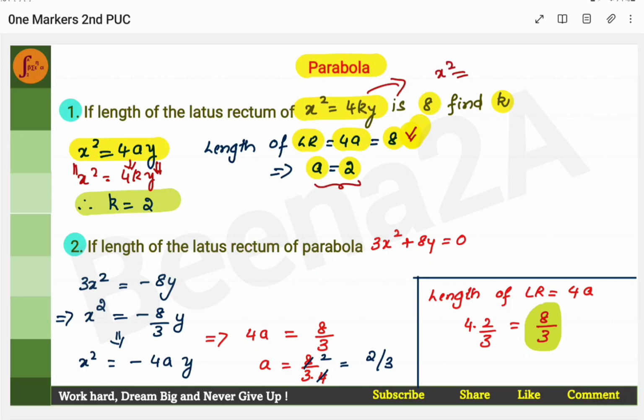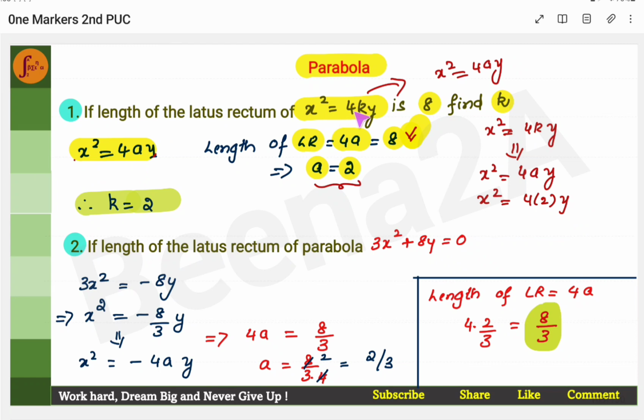Now this equation is similar to x square is equal to 4ay. So they have given this equation 4ky. It is the same as x square is equal to 4ay. What is the value of a? A is 2. So 4 into 2 into y. And you look at this equation. It is x square is equal to 4ky.